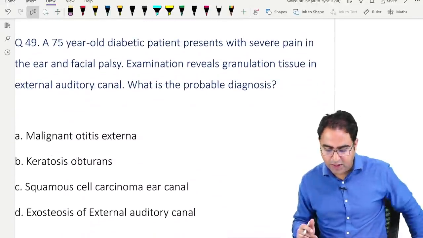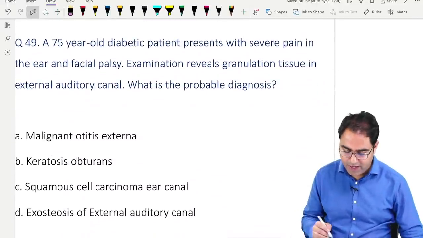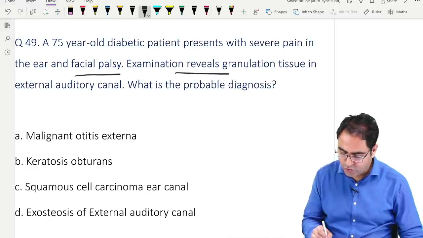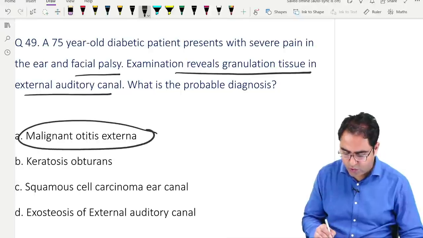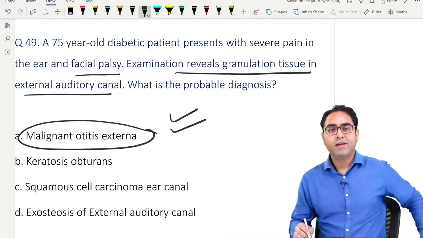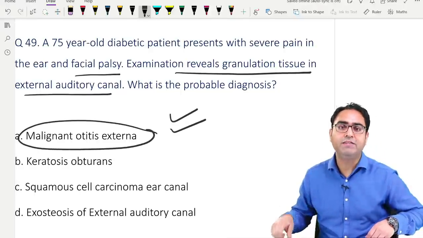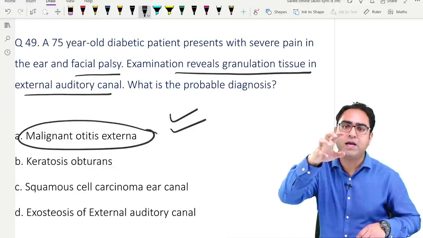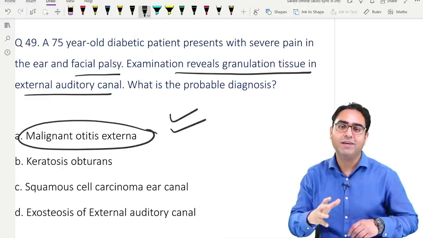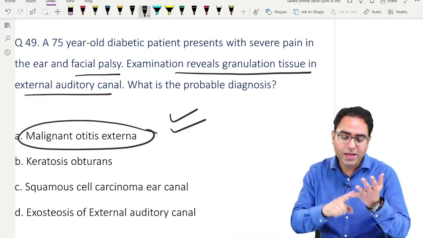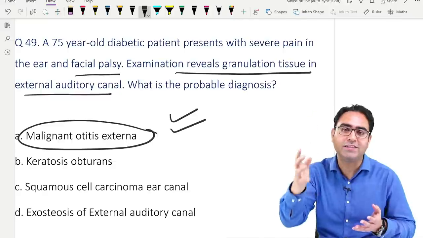Forty-ninth question. A 75-year-old diabetic patient presents with severe pain in the ear and facial palsy. Examination shows granulation in the external canal. The possible diagnosis is malignant otitis externa. ENT has two questions on diabetes. An old diabetic ear question is 100% malignant otitis externa.